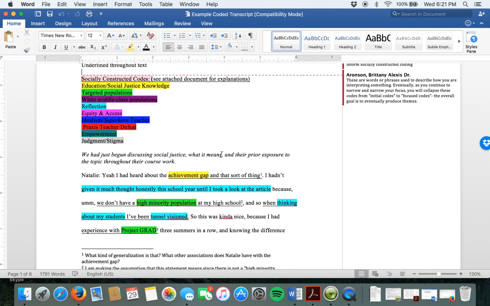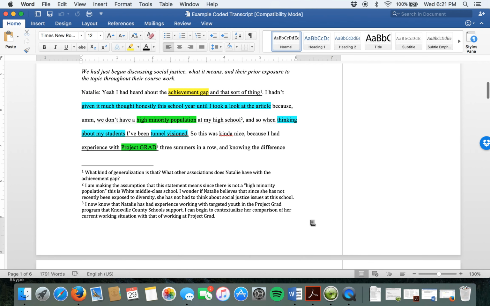And again, these are your initial impressions as you're reading through the data. So as I begin to work through this manuscript, I'll read the first excerpt here from Natalie.